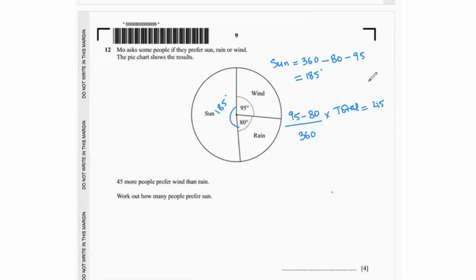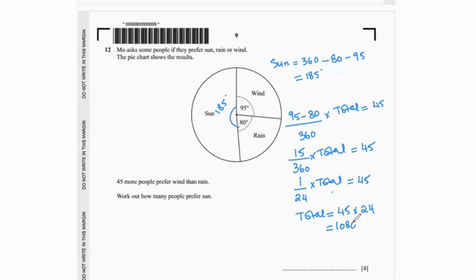So when you find the difference of the two angles, and divide by 360 times the total, that gives us the 45 people. So that's basically 15 over 360 times the total, which is 45. So we know 15 and 360 can be simplified. That's going to be 24. So 1 over 24 times the total equals 45. So total number of people would be 45 times 24, and that gives us 1,080 people. So that's the total number of people.